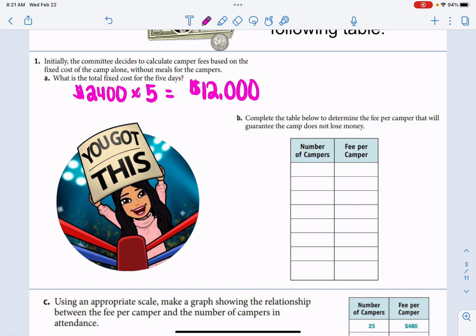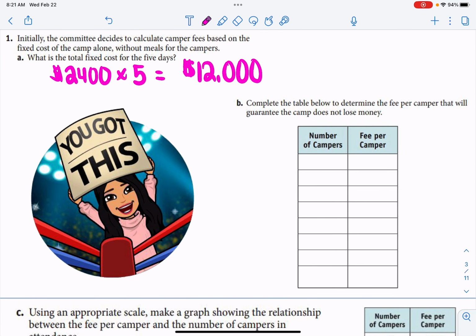So let's think about it this way. We can come up with any x values that we want. I'm just going to go up by multiplying by 2. So let's say I do 25 campers. These are numbers I'm just coming up with. Then 50, 75, 100, and let's say I go 200, 500, and then 1,000. Then what we have to do is calculate the fee per camper.